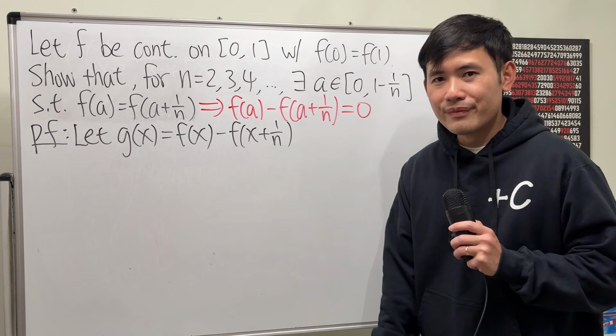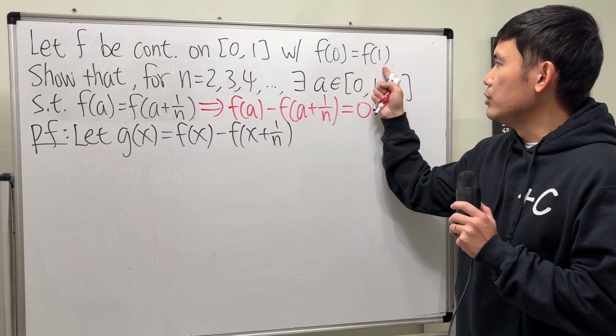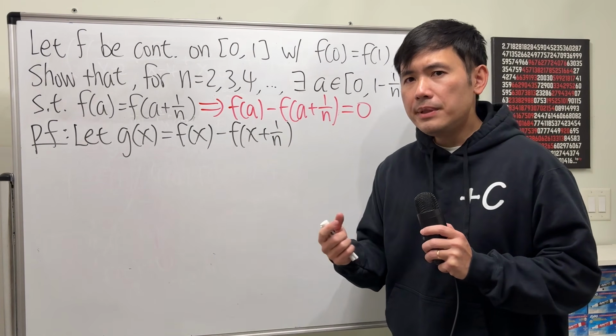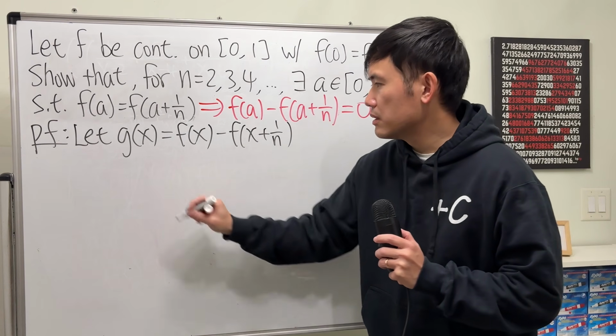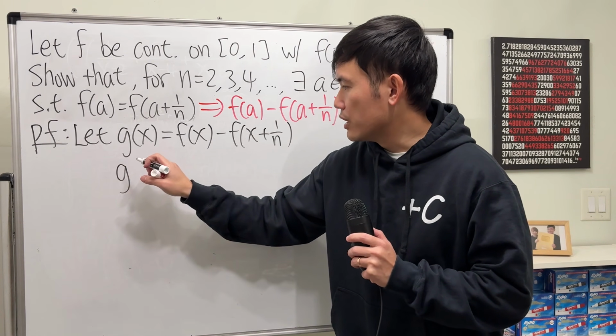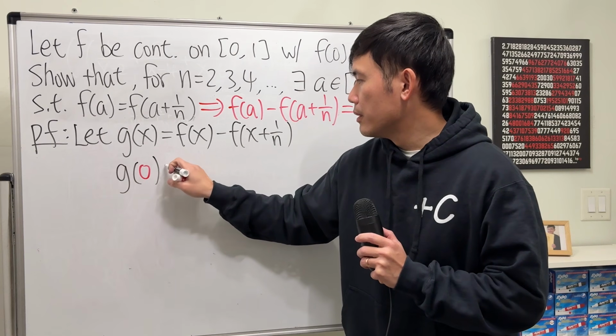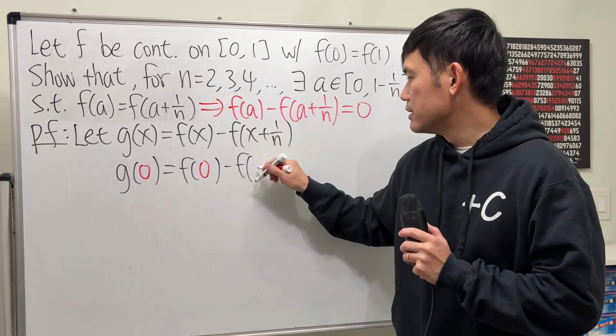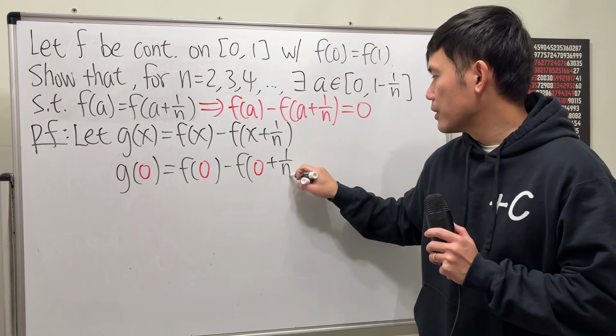Okay, what's next though? Remember, we have this condition, we have f of 0, so maybe I want to plug in 0 into all the x's. If that's the case, we get g of 0 is equal to f of 0 minus f of 0 plus 1 over n. So far, so good.